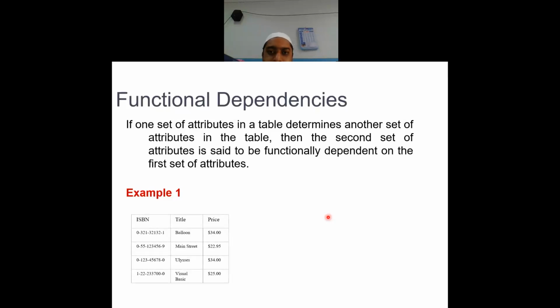We have different terminologies being used over there, but the concept is: if price is one of the attributes, title is another one, and ISBN is another attribute, I can say that price depends on the title of the book and the ISBN number. So ISBN and title are independent, whereas price is dependent. So we say that price is functionally dependent on ISBN and title.